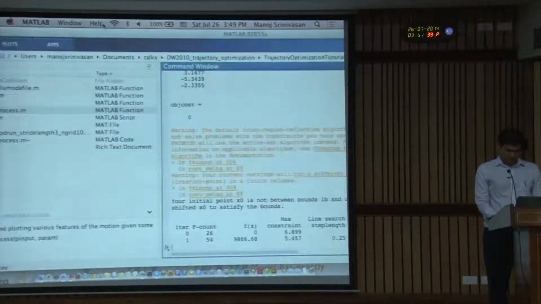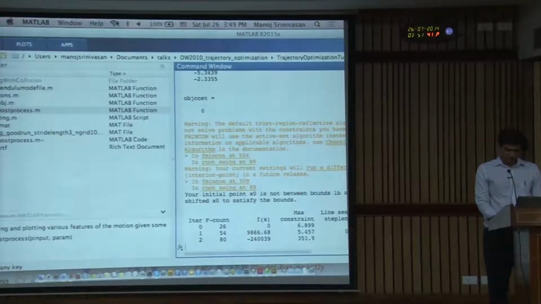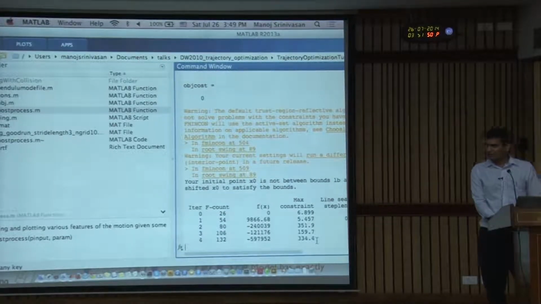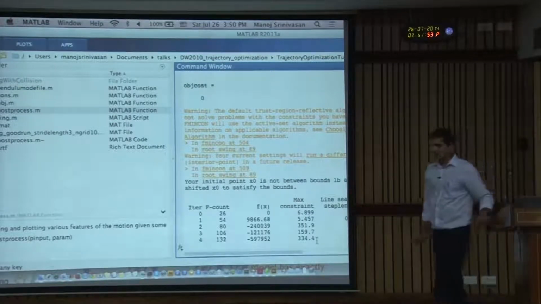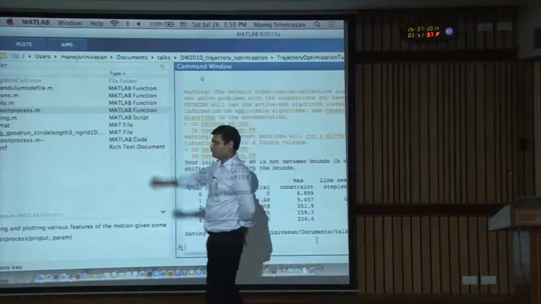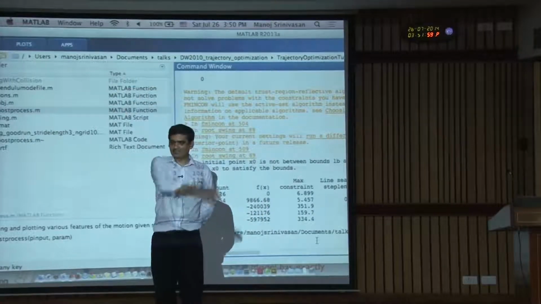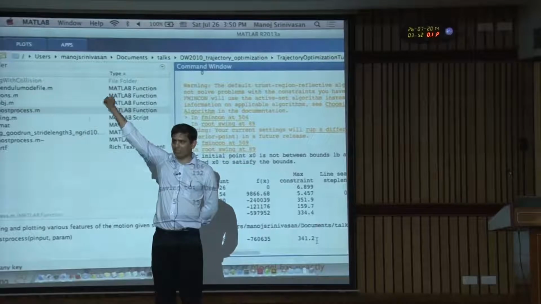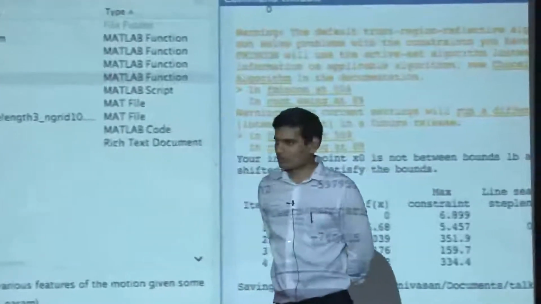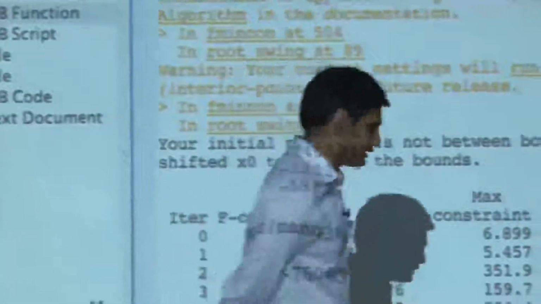So we'll let it run maybe for 30 seconds and see where it goes. The equality constraints are that you start at the ceiling, end at the ceiling, start with initial velocity 0, end at initial velocity 0. Aha, yes. Okay, yeah, good point.